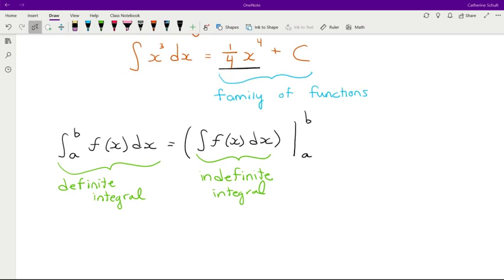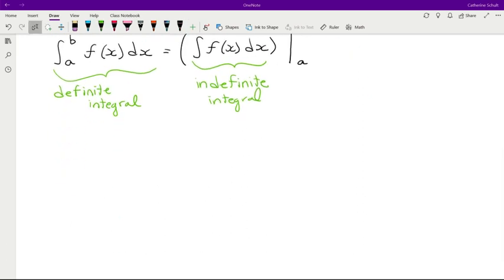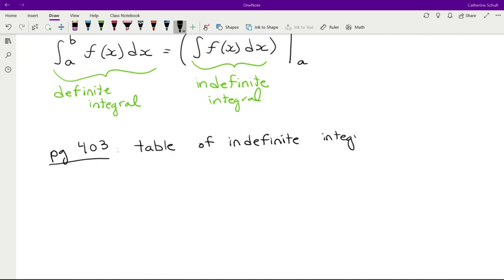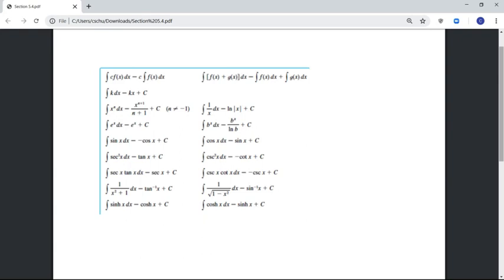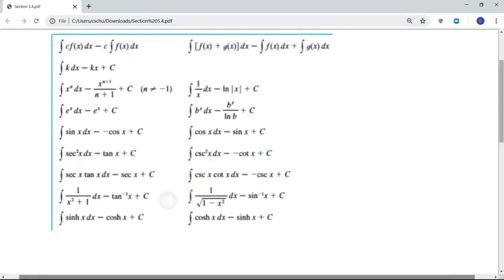In your textbook, on page 403, there's a table of indefinite integrals. We've looked at some of them before when we were looking at antiderivatives, but now we're looking at this with different notation. Let me go ahead and pull this up. This is just a little snip from your textbook. Again, we did this with the antiderivatives as well. So go ahead and look at your textbook for that.